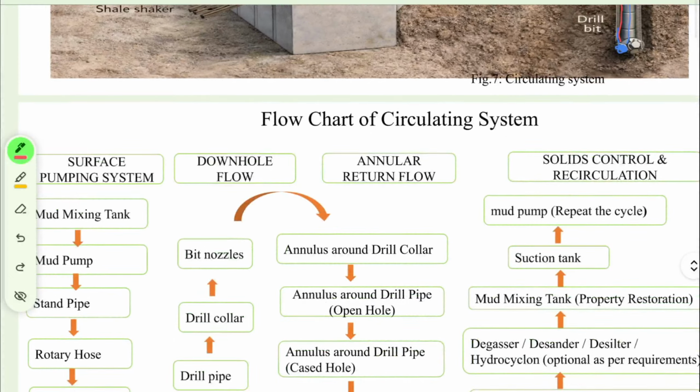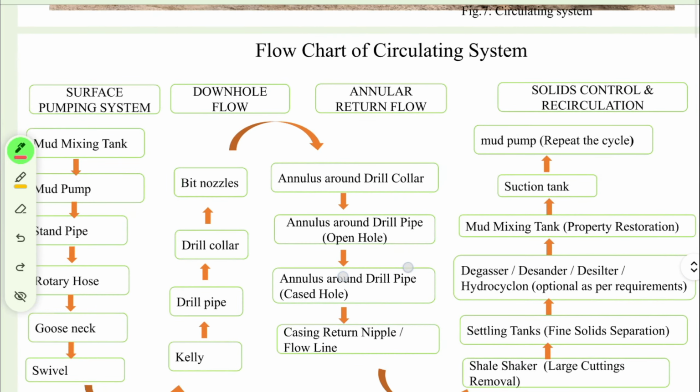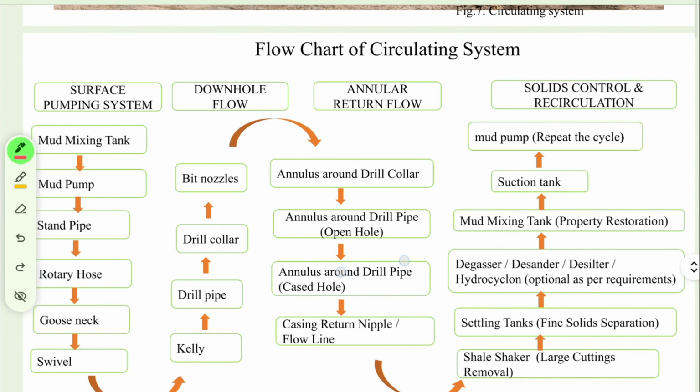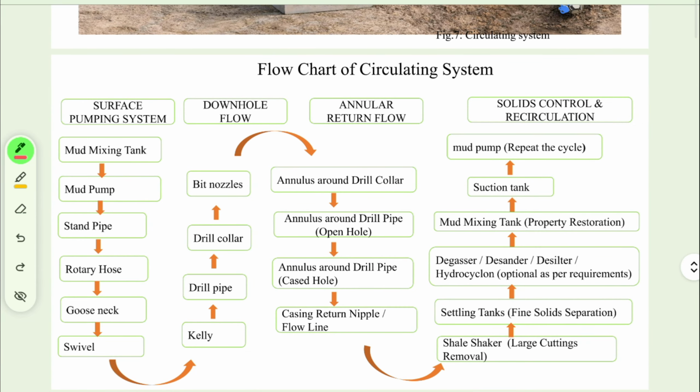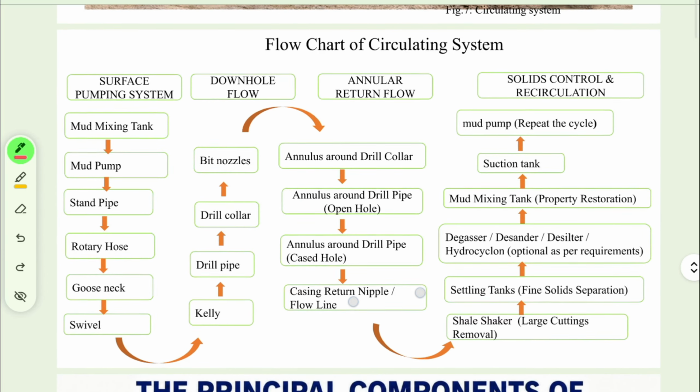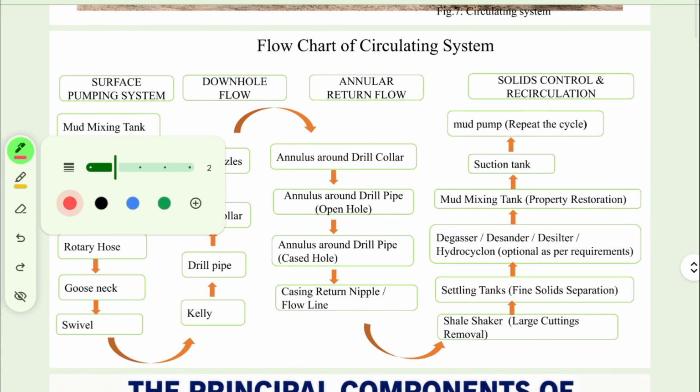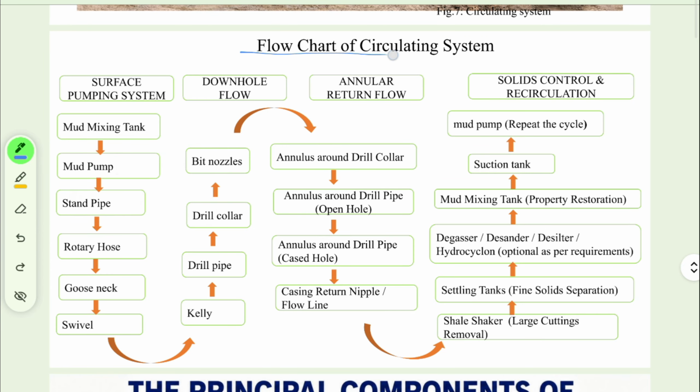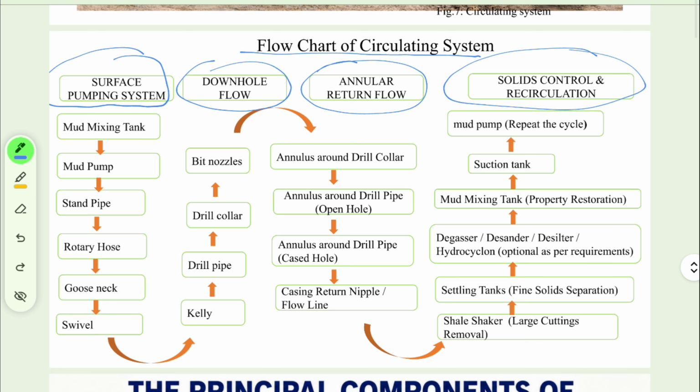If you go to the next slide, you will find this is a flow chart. I have prepared the flow chart of the circulating system. What does it mean? I have categorized this flow chart into four components: surface pumping system, downhole flow, annular return flow, and solid contamination, right?